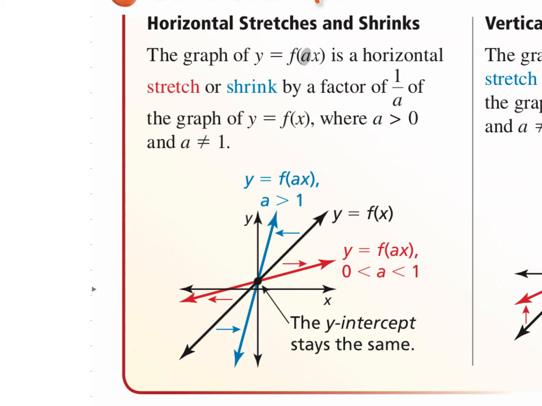Now, grab the right and grab the left, but squeeze them together. Shrink him down. Which graph did I now create? The blue one, okay? So the blue one is a horizontal shrink of the black graph.